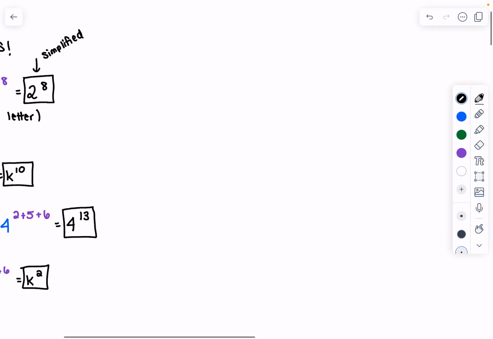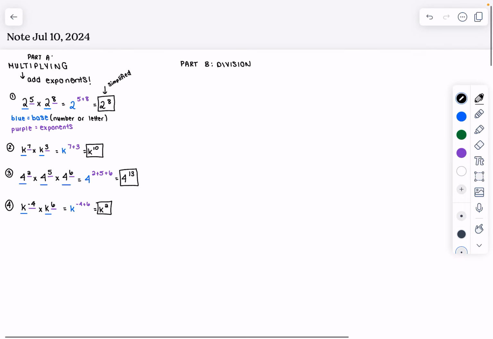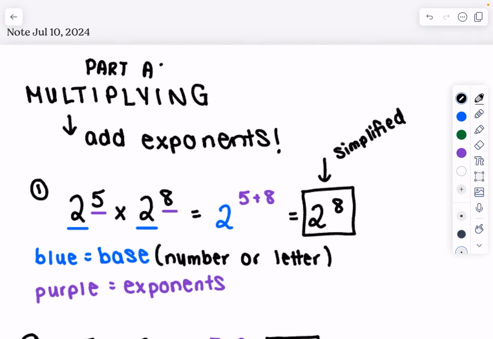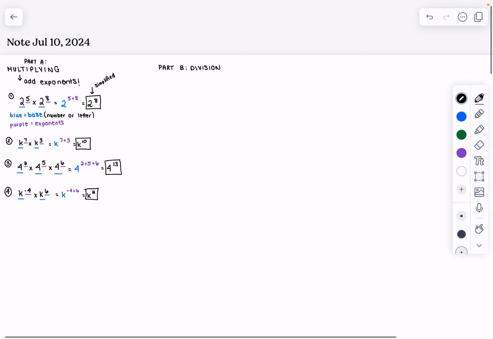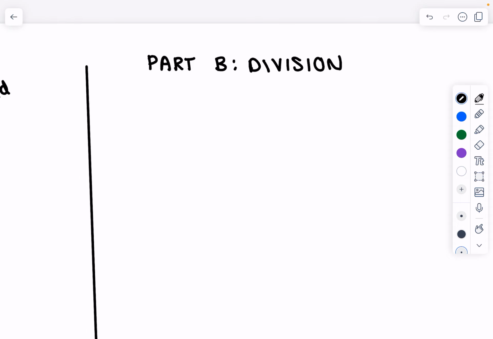Okay, so what about division? So part B, we're going to do some division. Okay, so division. Look at how we multiplied. So we added the exponents when we multiplied. What do you think we're going to do when we're working with division? Okay, you probably got it. You're going to subtract those exponents.